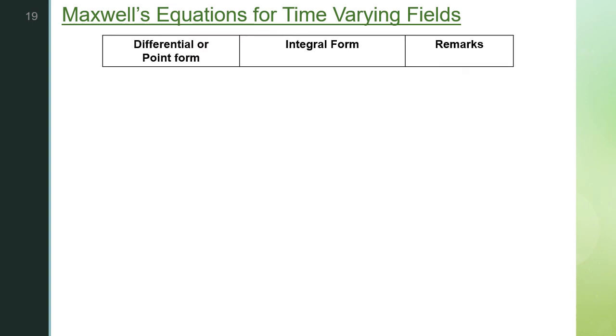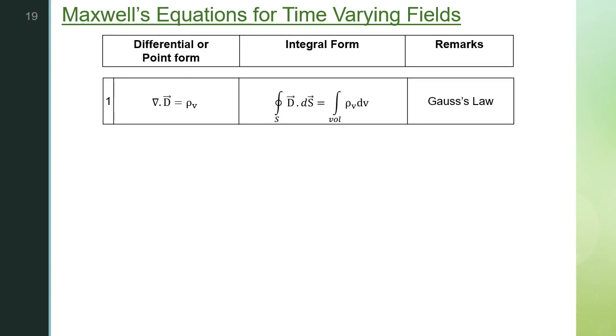So now we'll conclude with Maxwell's equations for time varying fields. When you consider the divergence equations, both equations remain the same. The first Maxwell's equation was given by del dot D equal to rho V, which was the point form of Gauss's law, and its integral form is given by the closed integral over S of D dot dS is equal to the integral over volume of rho V dV. So this was Gauss's law.